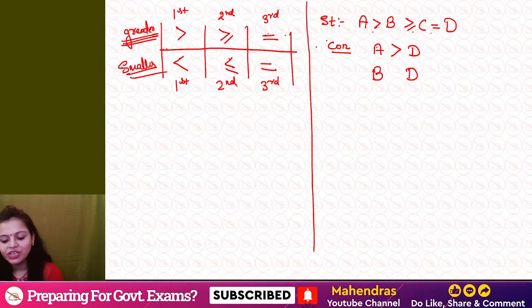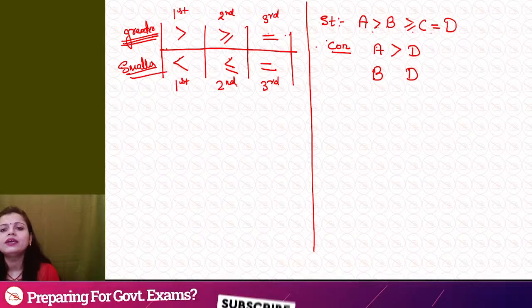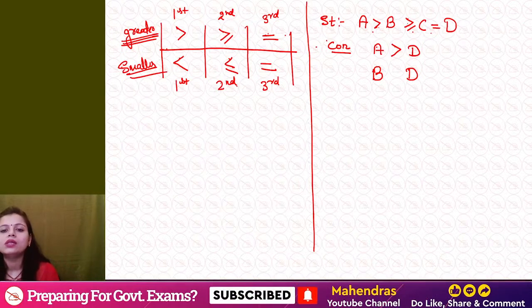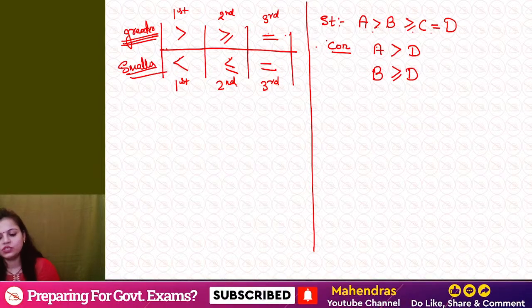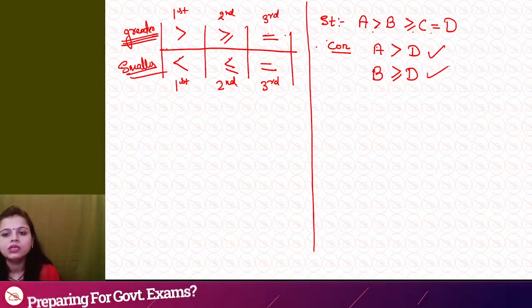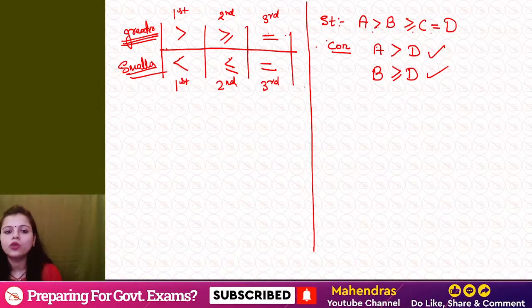So the relation between B and D, what are the signs between B and D? Greater equal, equal. So obviously greater equal will get the preference. So B is greater equal to D is your answer. Okay, so this is your conclusion, and this is how you can give the preference to the sign.